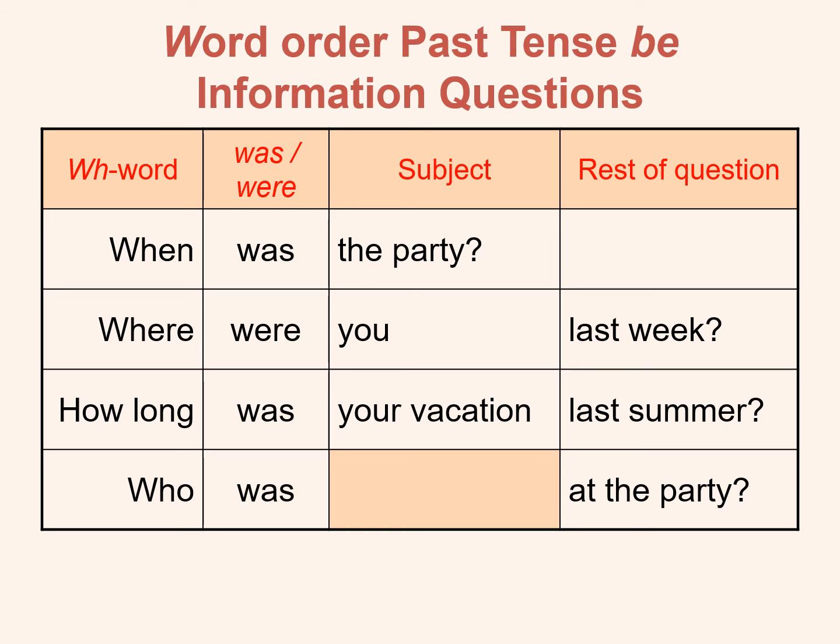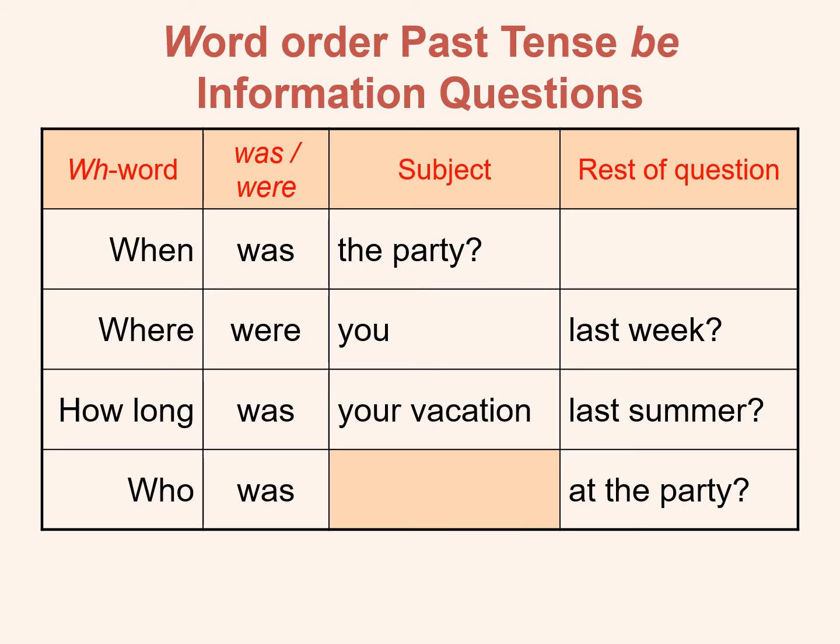The last question, who was at the party, is the exception in the sense that we don't get was followed by the subject. The reason is, in that last question, we do not have a subject, and that is why the subject position is left blank. Who was at the party? In fact, the answer to that question is what would go in that subject position.